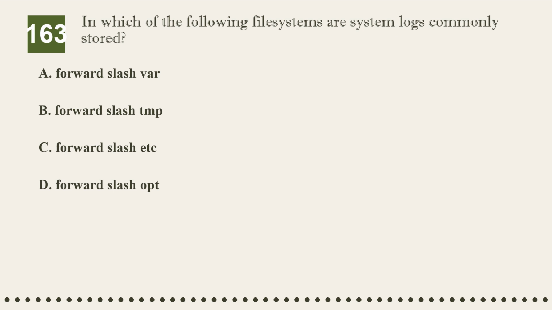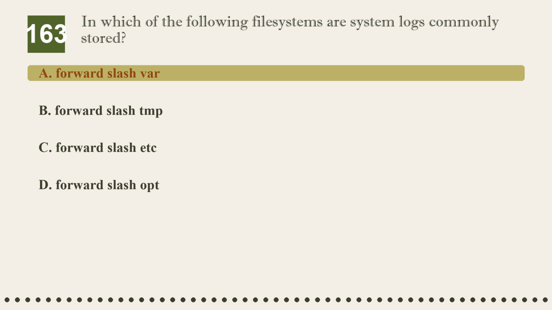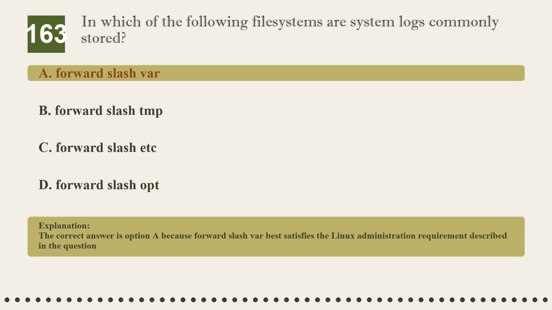Question 163. In which of the following file systems are system logs commonly stored? Option A, /var. Option B, /tmp. Option C, /etc. Option D, /opt. The correct answer is option A, /var. The correct answer is option A because /var best satisfies the Linux administration requirement described in the question.